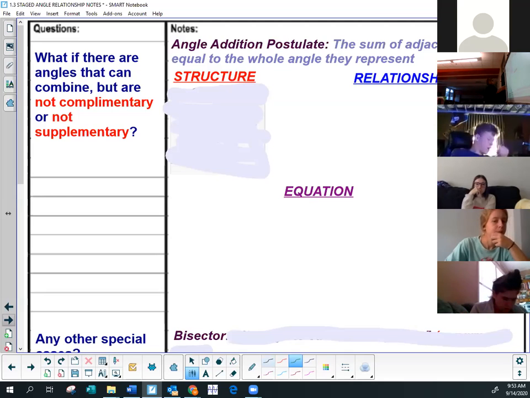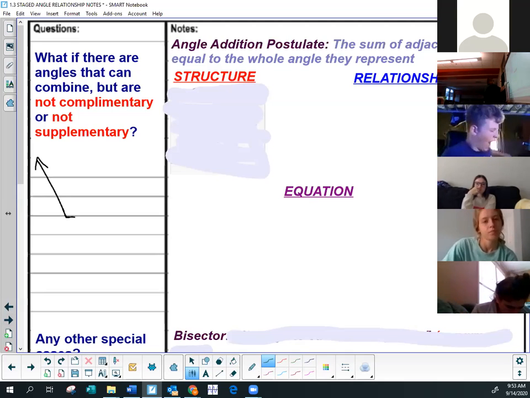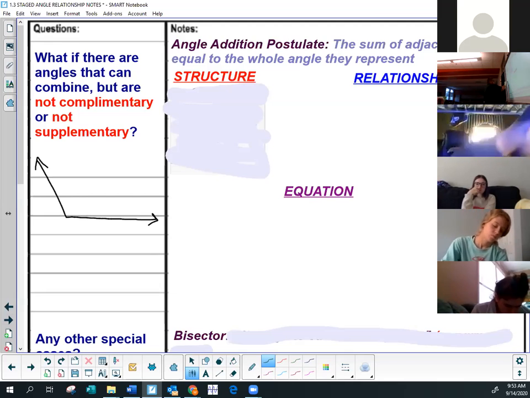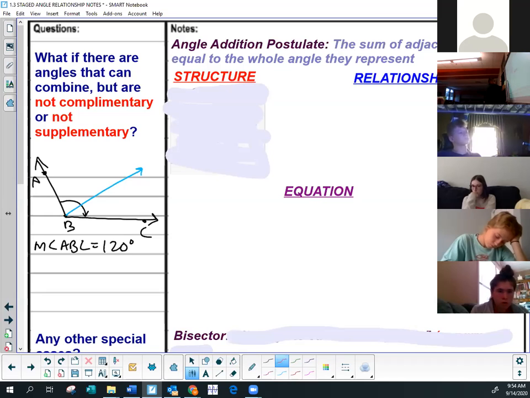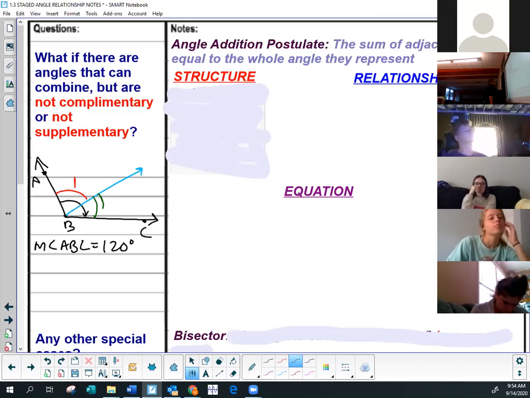Okay, so for example, let's say I have this angle, and it's neither a 90-degree angle nor a 120-degree angle. Just for the sake of argument, let's say this angle, which I shall call ABC. Let's say the measure of angle ABC is equal to 120 degrees. Well, if I take this angle and cut it up into multiple parts, where I know this is angle 1, and this part is angle 2.